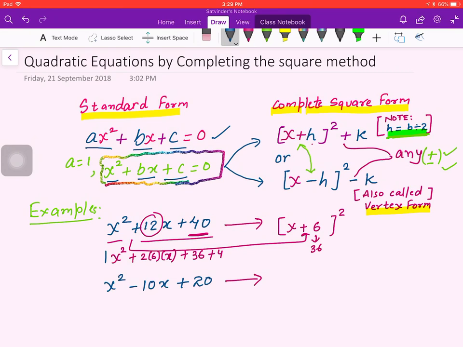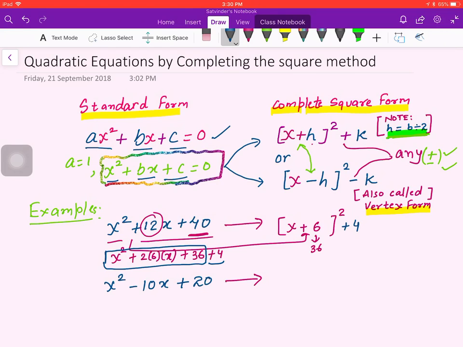When you take these three terms, x square plus 2 times 6x plus 36, that would be x plus 6 whole square. Now what is this extra stuff? It's plus 4, so we'll write this plus 4 here. If you expand it, you must get this. So this is called completing the square form.